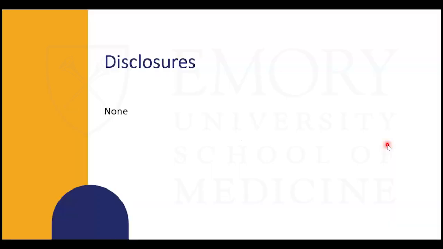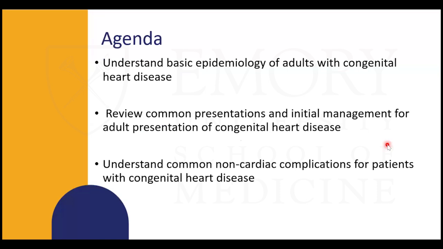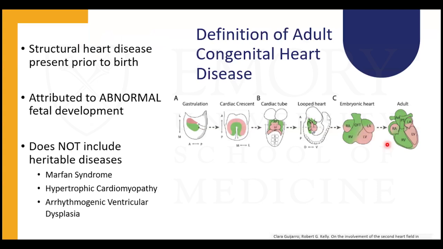Thank you so much. So I have no disclosures, and today we'll do some basic epidemiology of adults with congenital heart disease, review some common presentations and initial management for patients with adult presentation, although it cannot be comprehensive, and then discuss, using these case examples, some non-cardiac complications also. So first of all, what is adult congenital heart disease?